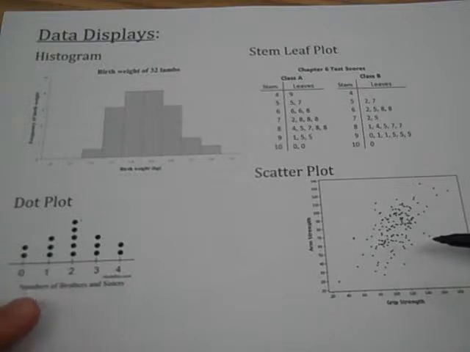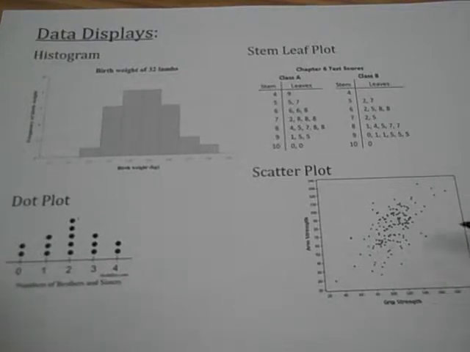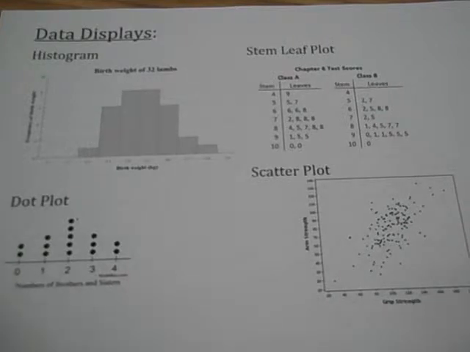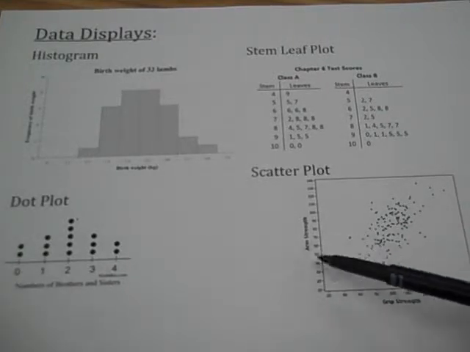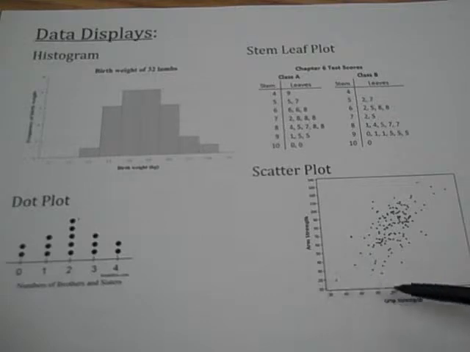And then we have some scatter plots, which we'll talk about further in the future, but they compare 2 different types of data sets. So in this case, we're comparing a person's arm strength to their grip strength, and we're going to talk more about these as we go.